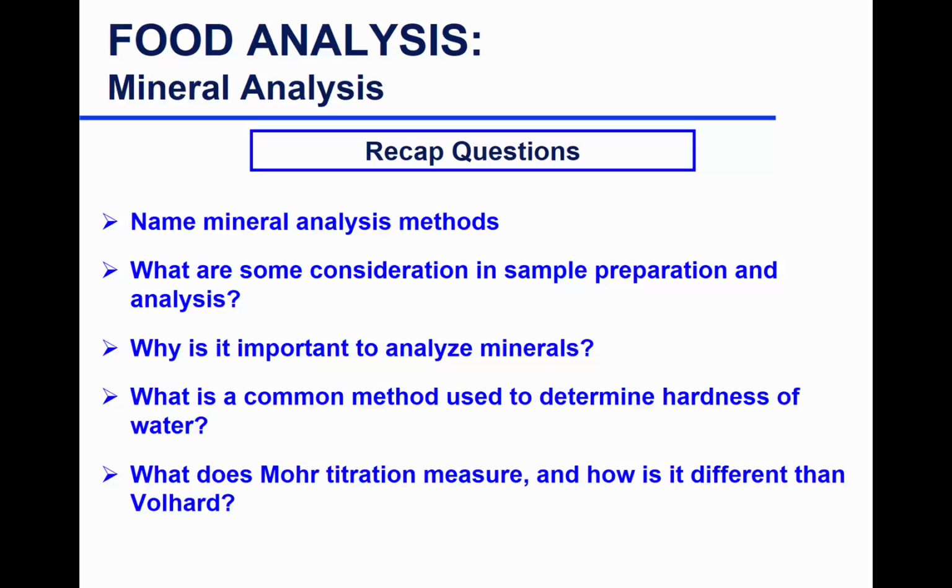So what are some considerations in sample preparation analysis? Contamination. So to avoid that, or to account for that, what do we do? We run a blank. Volatilization during ashing, so you have to take care in the temperature of the dry ashing. You always have to run a blank. That's one of it, yeah.